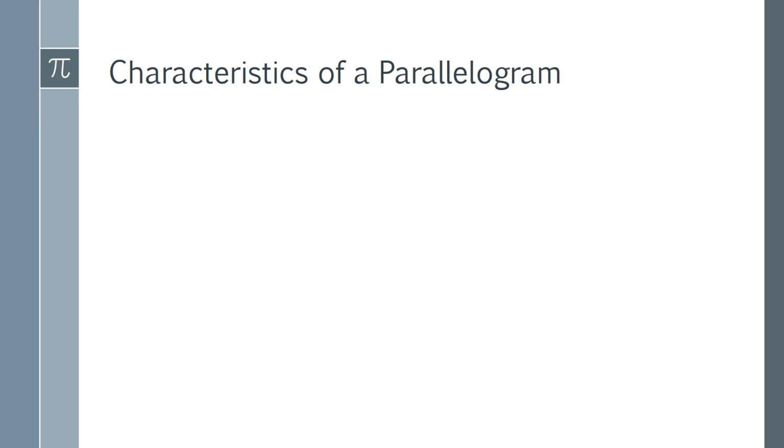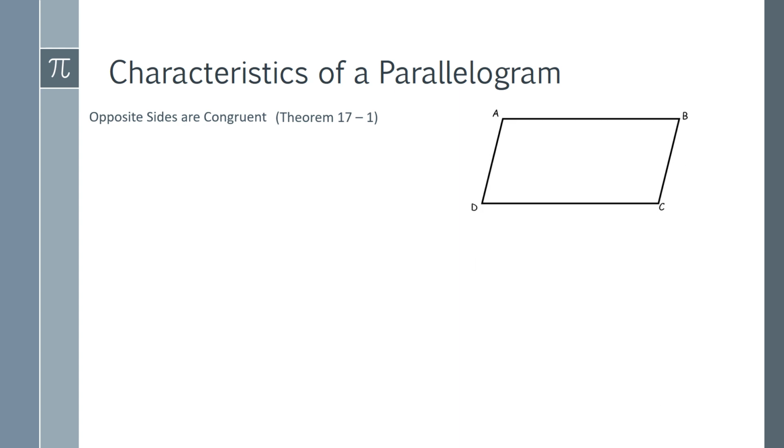Now, these are listed as theorems in the lesson. I've got the theorem listed with the characteristic. So first one is that opposite sides are congruent. So that is theorem 17.1. So if we have a parallelogram, opposite sides, remember, are these sides across from each other. So these sides are congruent. Now remember that a definition of a parallelogram says that these are parallel. So that's going to be assumed here since we have a parallelogram. So those two sides are congruent to each other. Those pairs of sides, those are congruent.